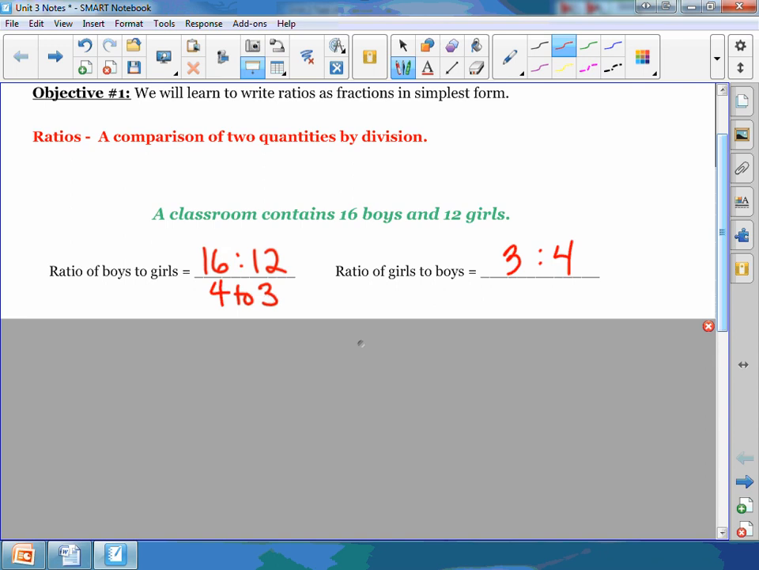So in my example that I used with my daughter's class, 18 girls, or I'm sorry, 18 boys, 6 girls. What is the ratio of boys to girls in that class?